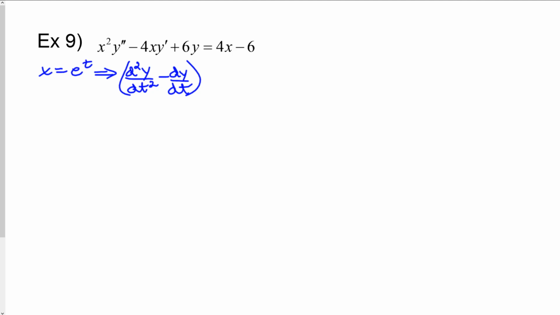Okay? If there were a coefficient in front of that x squared y double prime, remember that that coefficient would be outside the parentheses and you'd have to distribute that back through. Next, we take the derivative of x times y prime, which becomes simply dy/dt, according to our substitution rules from the chain rule. And then plus 6y, that's no different, equals.